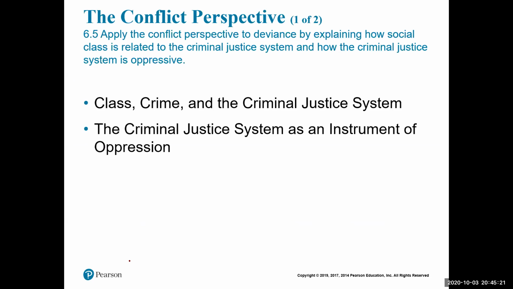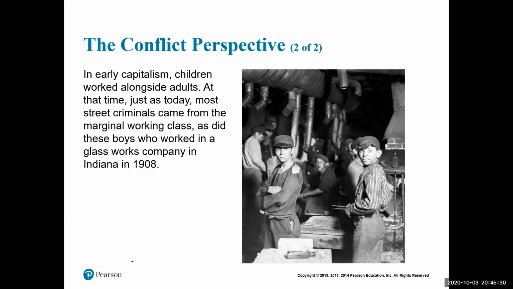So when we're looking at class, we're looking at crimes, and we're looking at criminal justice conflict perspective aspects. Our criminal justice system is basically our police, our courts, our prisons. They deal with people who are accused of having committed some type of a crime, right? But when we're looking at the conflict perspective of class, in early capitalism, children worked alongside adults. At that time, just as today, most street crimes came from the marginal working class, right? As did these boys who worked in the glasswork companies in Indiana, in 1908.